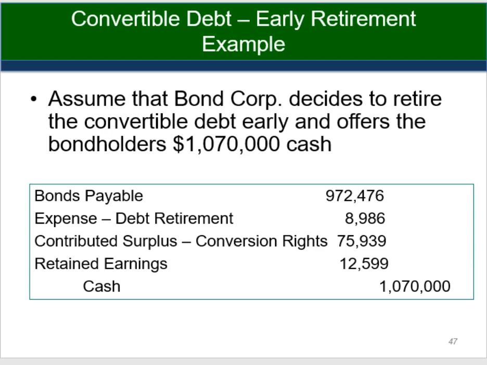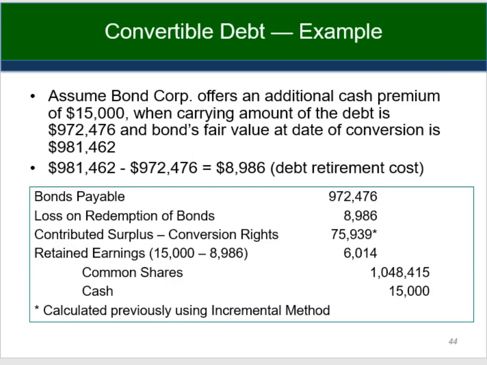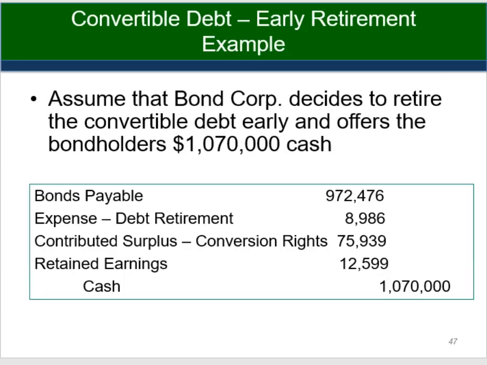Not quite sure why that shows up again. I think that's not correct. I can see that the contributed surplus should go away, and the bonds payable should be at our assumed carrying amount. So that's the carrying amount of the bond.